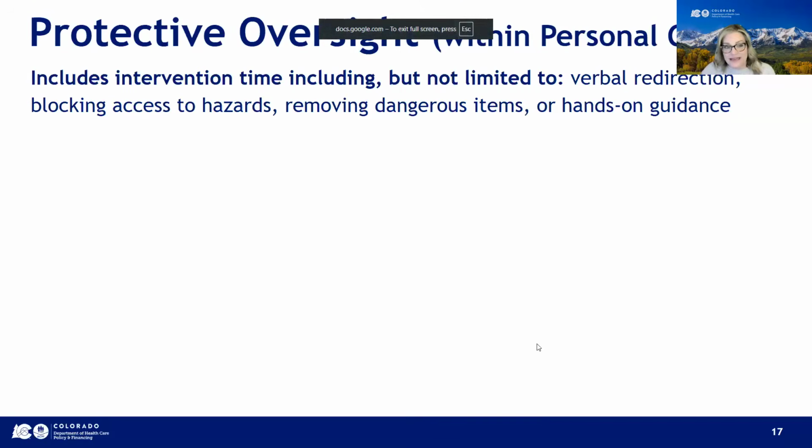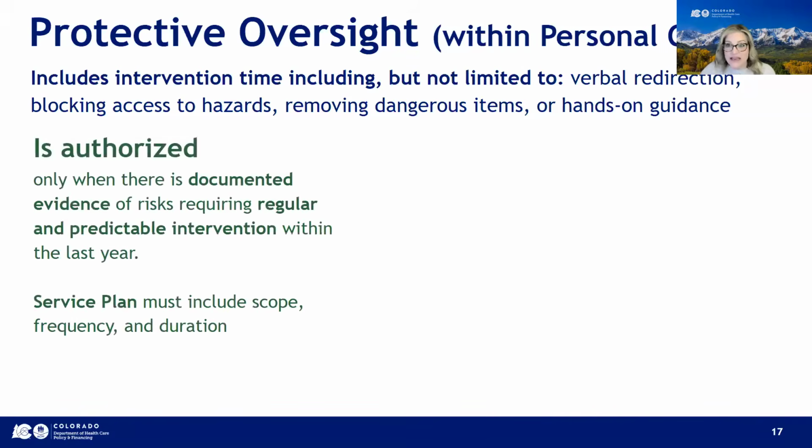Protective oversight, again, within personal care, it's not in addition to, but it's a task within personal care. It includes intervention timing, that includes, but is not limited to, verbal redirection, blocking access to hazards, removing dangerous items, or hands-on guidance. Protective oversight shall only be approved when there is documented evidence of risks requiring regular and predictable intervention within the last year.